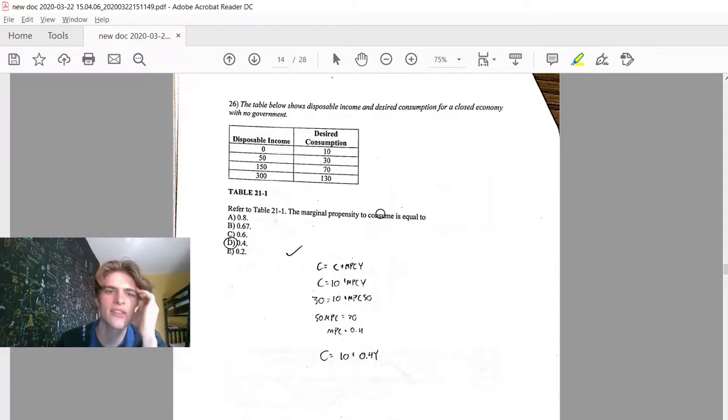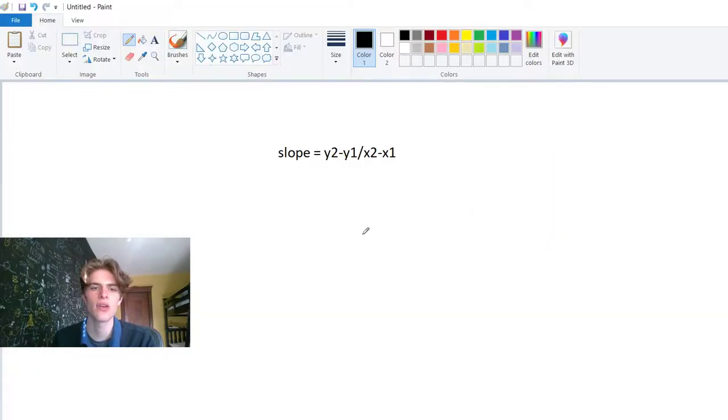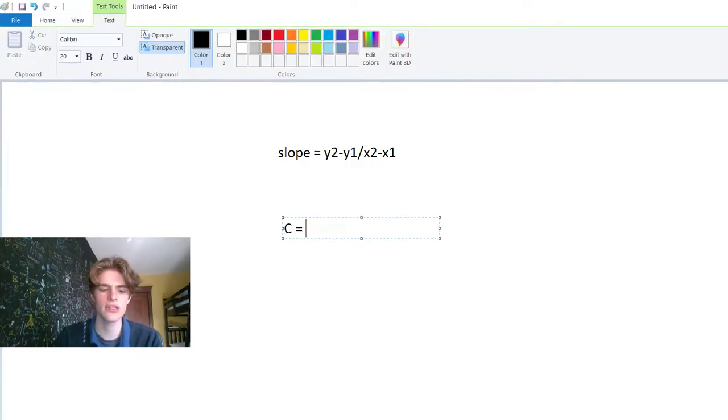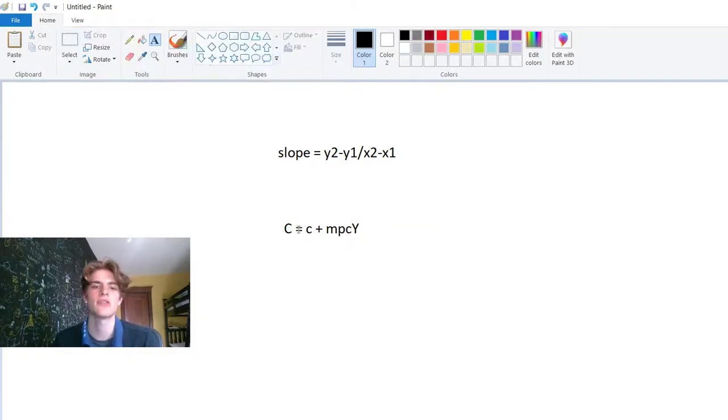The marginal propensity to consume is equal to... so disposable income, desired consumption. So we either consume or save our income. What did we set up here? Okay, so it gives us what our autonomous consumption is, right? When our disposable income is 0, what's our autonomous consumption? Our C function, what our consumption is equal to: little c plus MPC times Y. Consumption is equal to autonomous consumption plus your marginal propensity to consume times your Y.